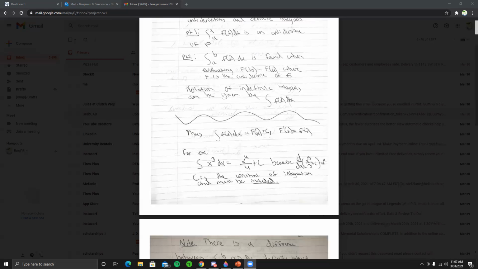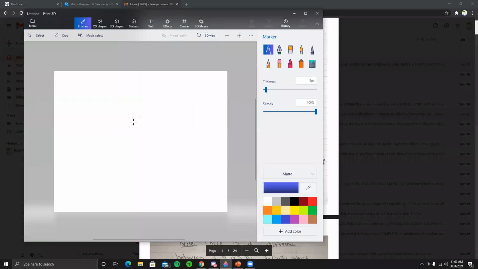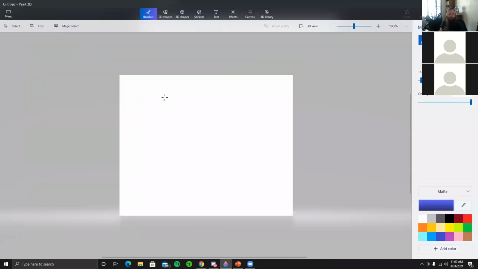Also, you can verify this answer by finding the derivative of the antiderivative, which should get you back to the original function. As seen in this example, I could work it out really quickly. Here in Paint 3D, we have the integral of x cubed dx. Using the power rule, which I'll get to later, the answer is equal to x to the fourth over 4 plus c.